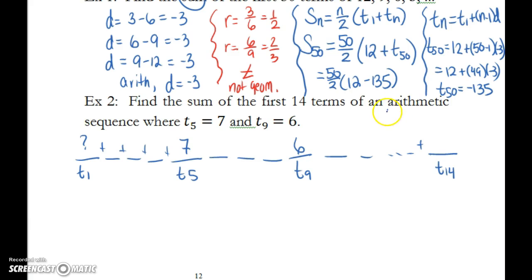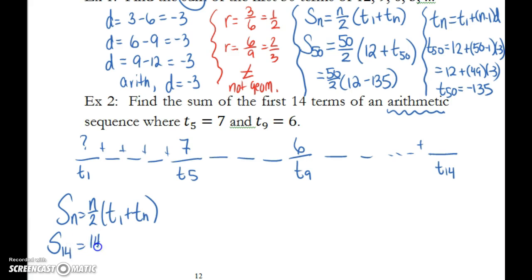And we know that it's arithmetic. That's given to us. So we're going to use our formula for the sum of an arithmetic series, s sub n equals n over 2 times t1 plus tn, but our unknowns are our first term and our 14th term.